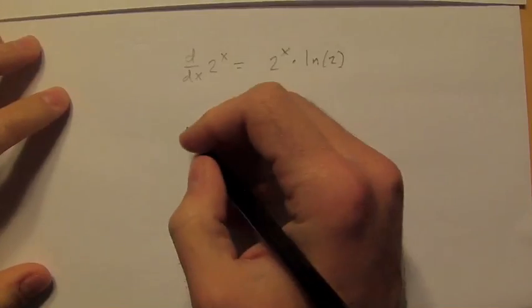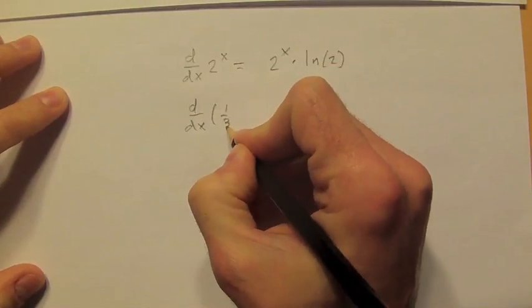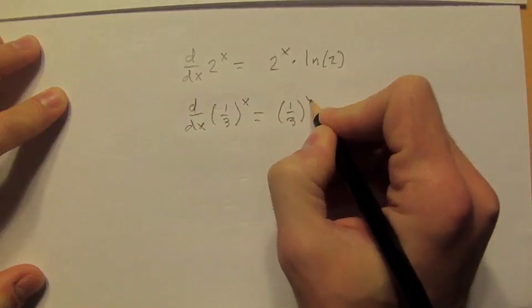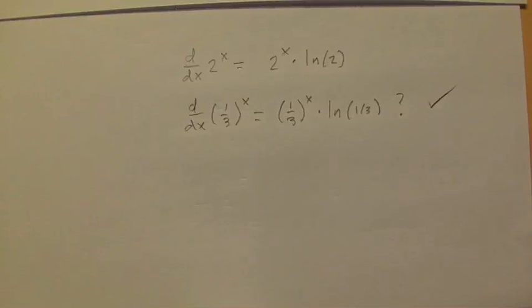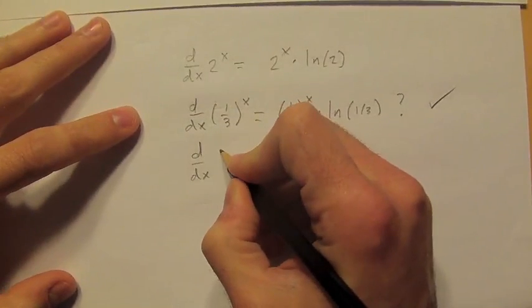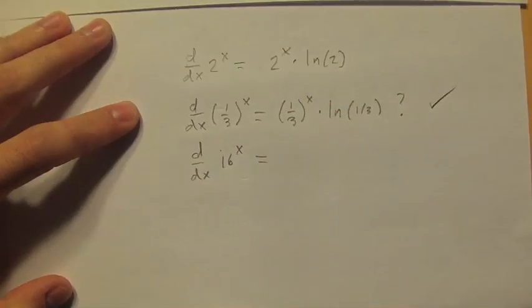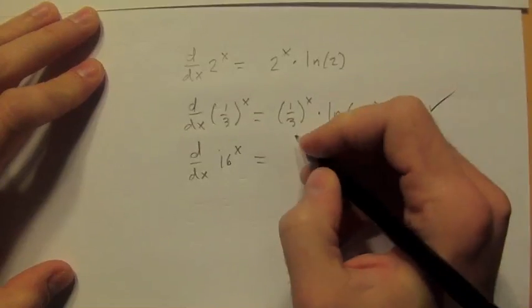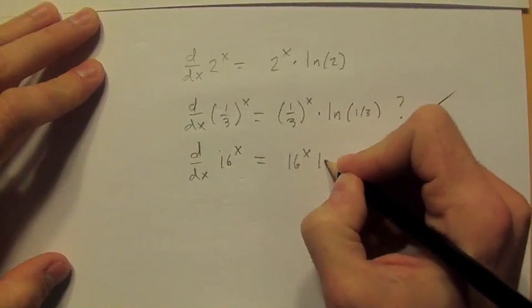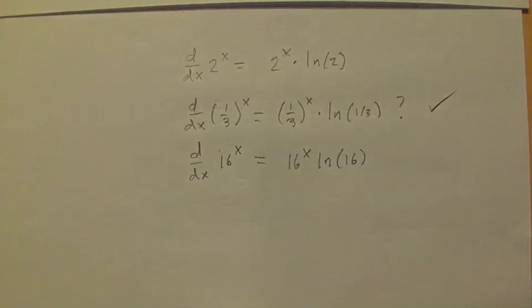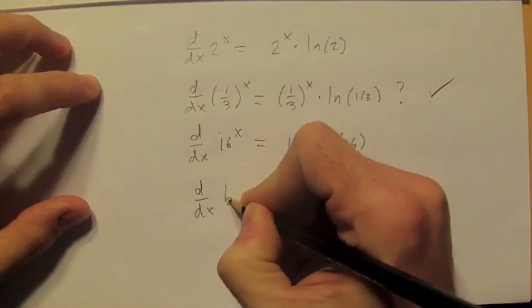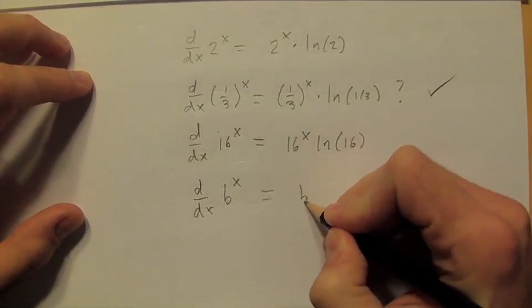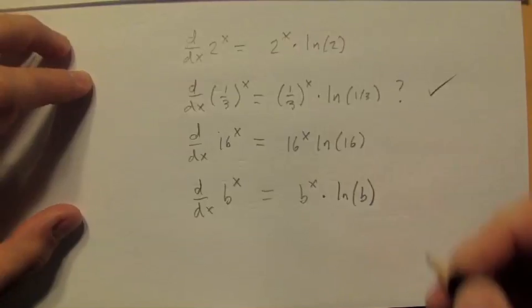Oh, so maybe the derivative with respect to x of 1/3 to the x is itself times the natural log of 1/3. If you thought that or guessed that, you would be absolutely right. It is. Okay. How about the derivative with respect to x of 16 to the x? Well, go ahead and guess. Following this pattern, yeah, it would be 16 to the x times the natural log of 16. So if you're ever taking the derivative of a number to the x, like b to the x, any base, it's just going to be itself times the natural log of the base.